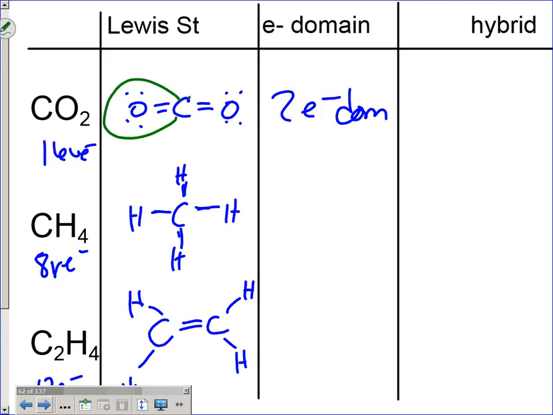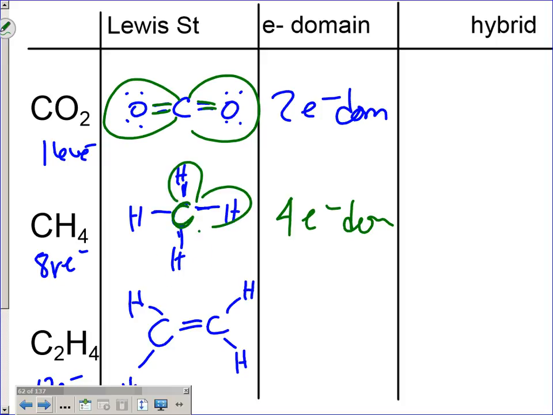So there's no lone pairs on carbon, so there's 1 attachment, a double bond to the left, 1 attachment, a double bond to the right. How many electron domains are here? 4 electron domains. So that's where we're considering bonded pairs and lone pairs the same way, but around this central atom, we have 1, 2, 3, 4 attachments. So we have 4 electron domains.